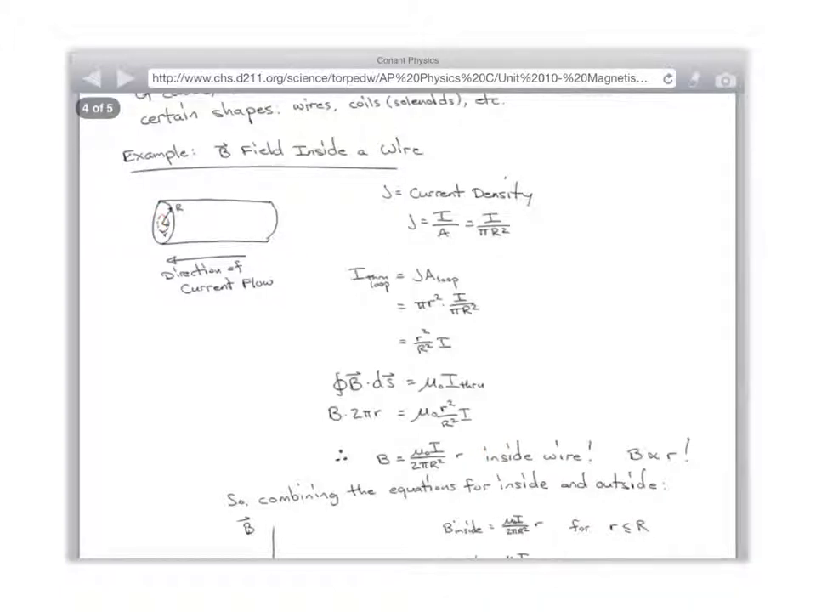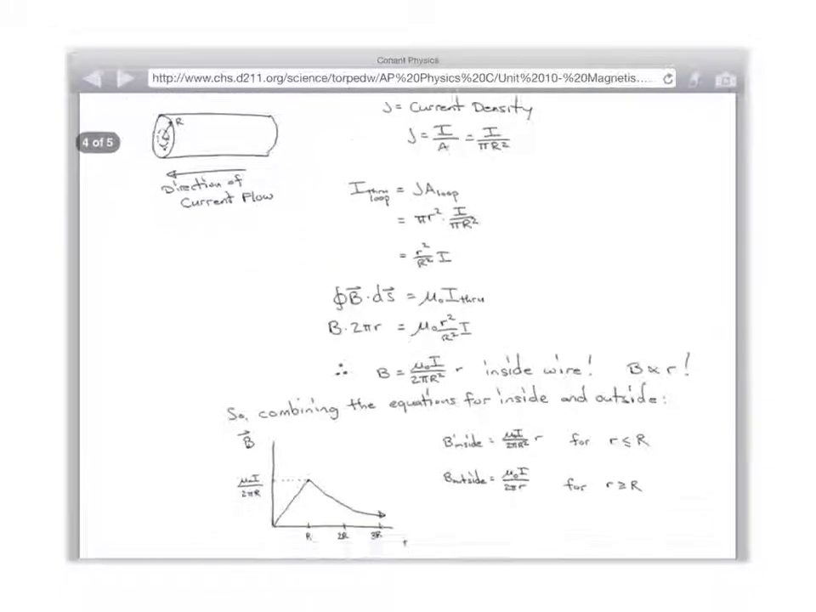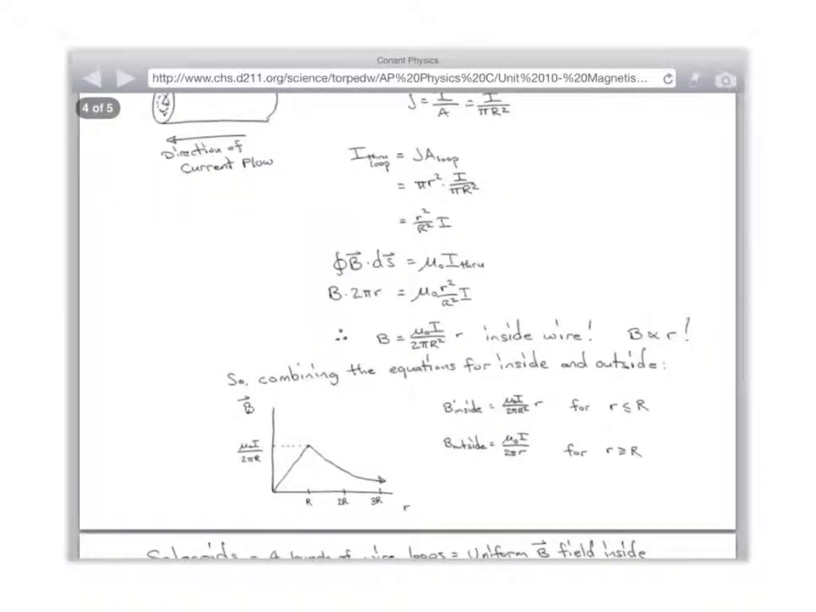All right? And so we graph it just like we did with the Gauss's law ones, and the graph looks the same. Same as the electric field graph, except on the inside it goes linear. On the outside it's actually 1 over r rather than 1 over r squared because it's a wire instead of a point.